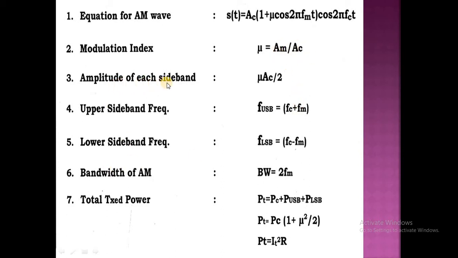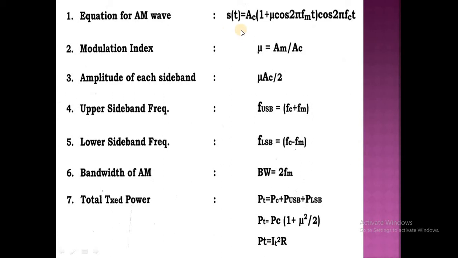and the amplitude of each sideband is mu AC by 2, the upper sideband frequency is FC plus FM, the lower sideband frequency is FC minus FM, and the bandwidth is 2 FM. The total power PT equals PC plus P USB plus P LSB. Total power is the carrier power, upper sideband power, and lower sideband power. PT equals IT square into R.